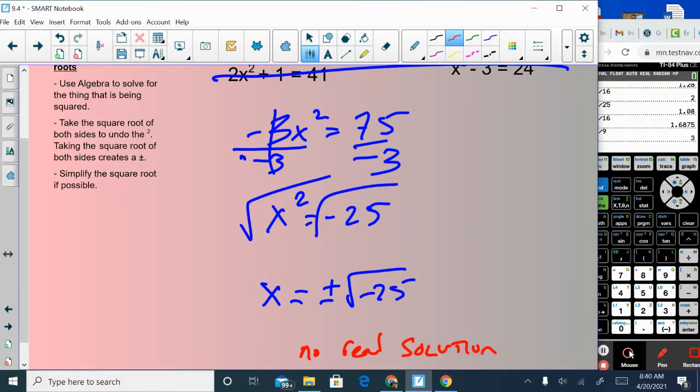If you wrote no solution, I wouldn't mark it wrong, but know that you can take the square root of a negative number in Algebra 2, but you can't in Algebra 1. So anytime you're taking the square root of a negative, you can stop there and be like, oh, I'm not allowed to do that. No real solution.